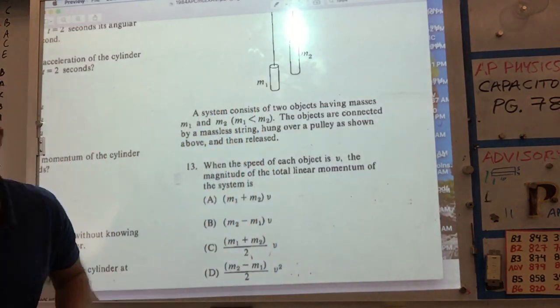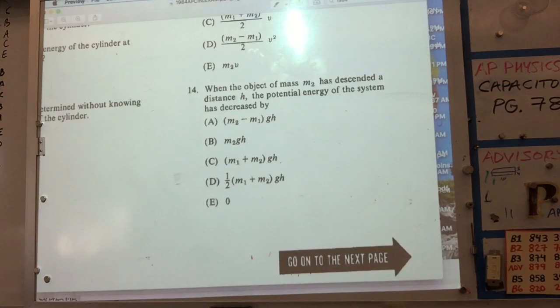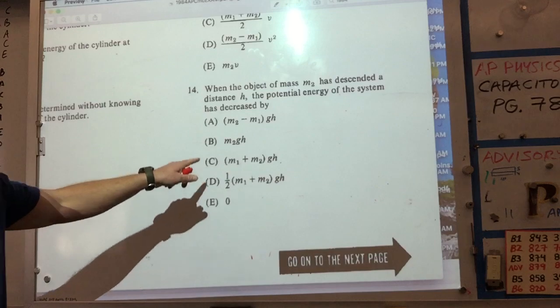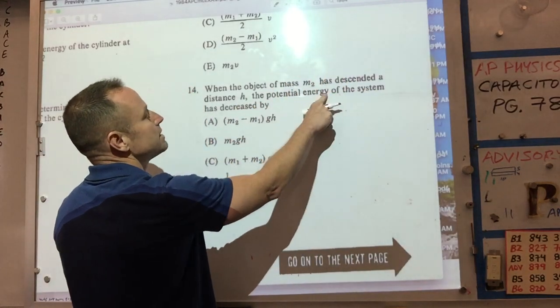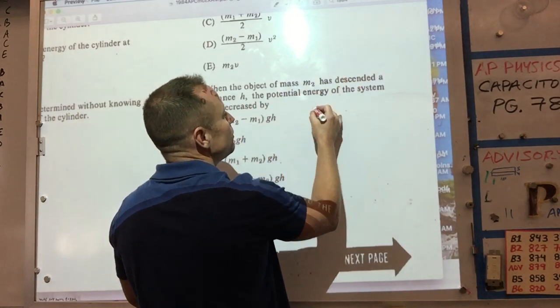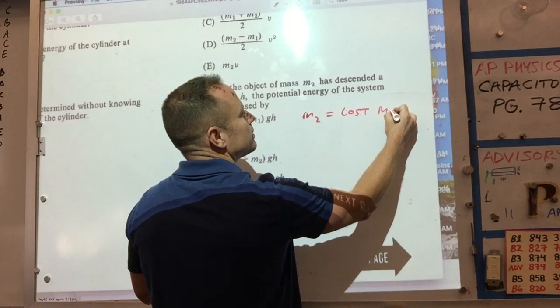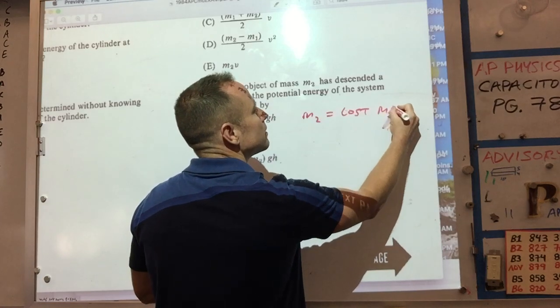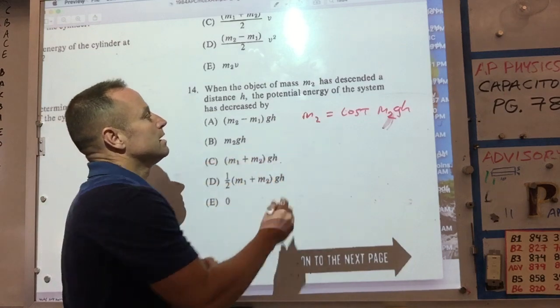So let's see what else. We're asking more about this one. When M2 has gone down a distance h, the potential energy of the system has decreased by how much? They want to know how much the potential energy has decreased by. Well, the point being that M2 will have lost M2gh. M2 will have lost that much.